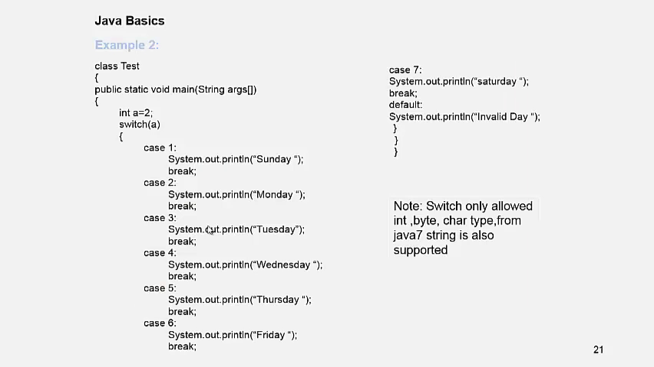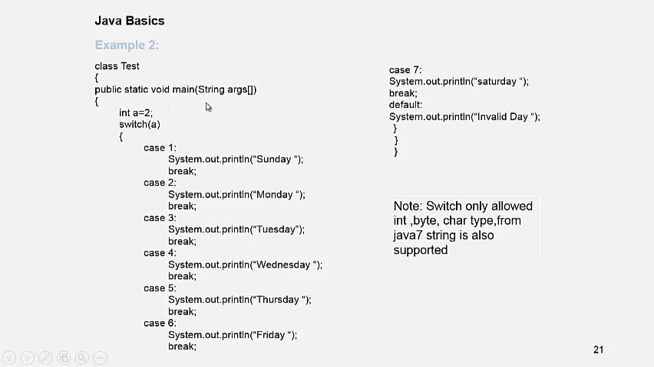This is a switch. It's simply like C: switch A, case 1, case 2, case 3, and break. If A is 2, this is the case, Monday will get printed, and then break. Switch only allowed integer, byte, and character types in Java. From Java 7, string is also supported. You cannot have long or float, like float A equals 2.1 or double A equals 2.3.